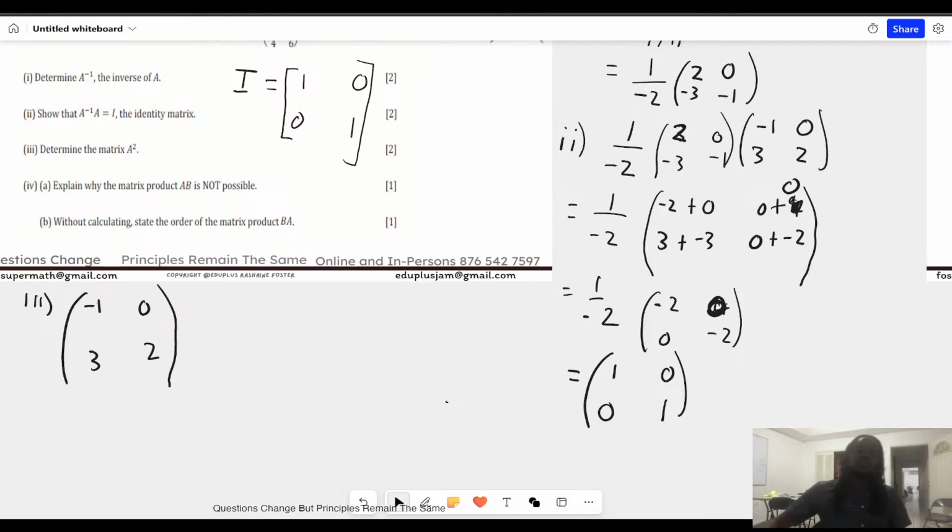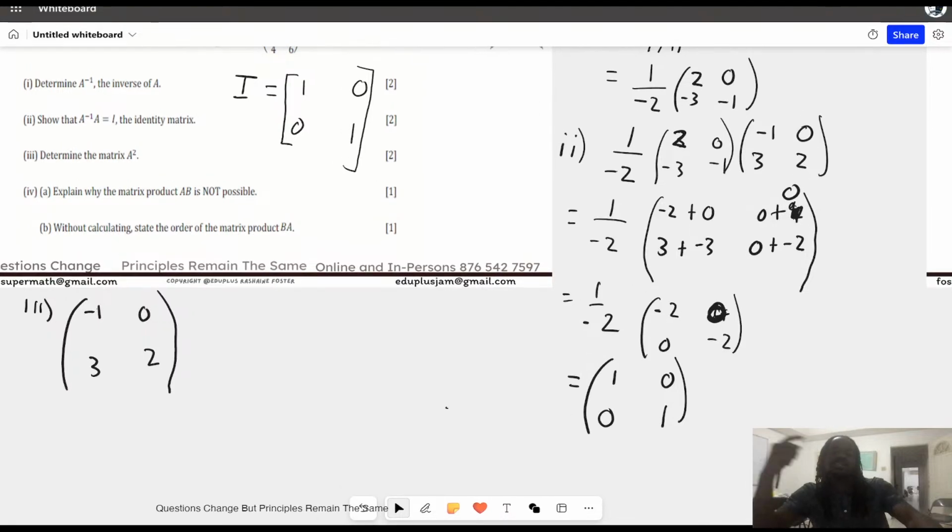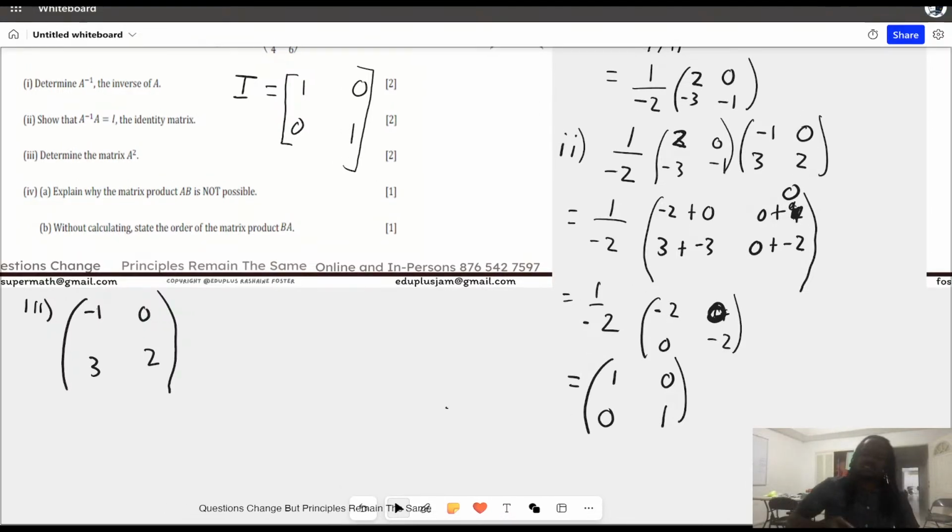So once you square something, you multiply it by itself. If any of you ever look at me and tell me, say we're going to square the numbers on the inside, that is not right. You can't just square the negative 1 and square the 0 and square the 3 and square the 2.